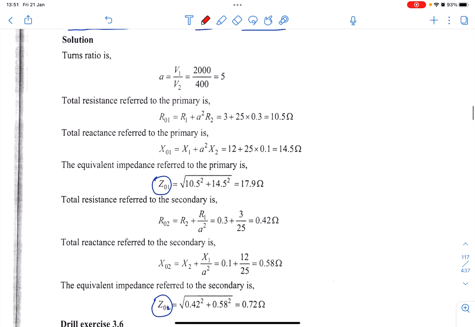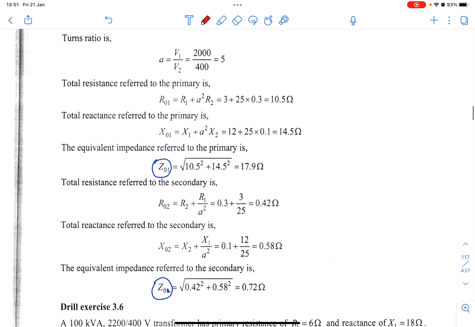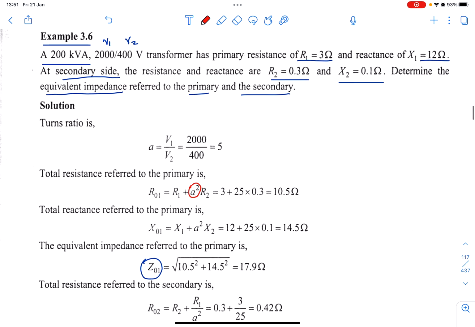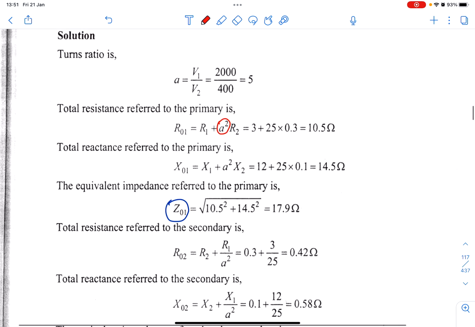So looking at this example, first, in order to use the rules for referring impedance, you require a turns ratio. So how to calculate the turns ratio? The information here is given, where V1 and V2 are provided. So A is equal to V1 divided by V2, you get 5.